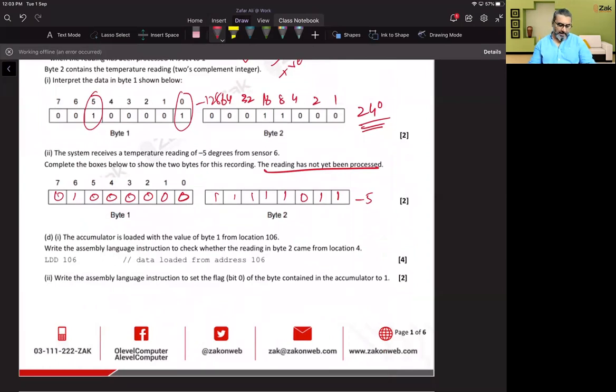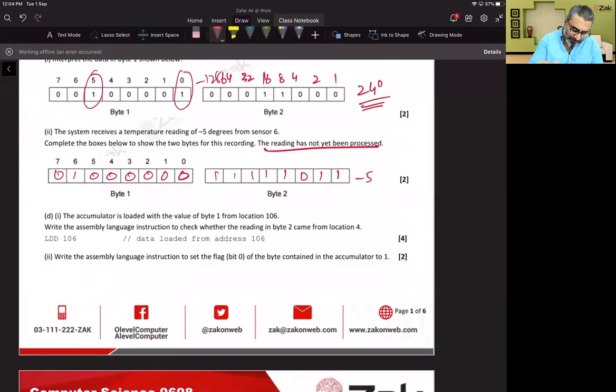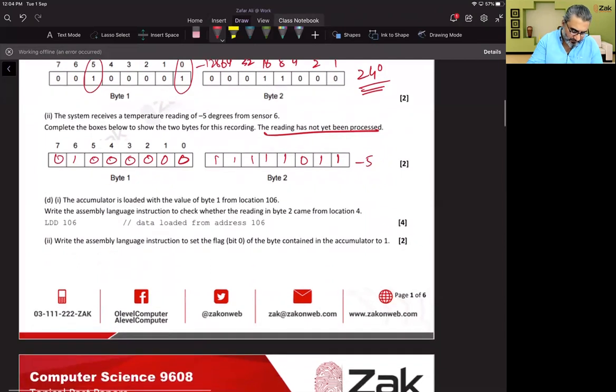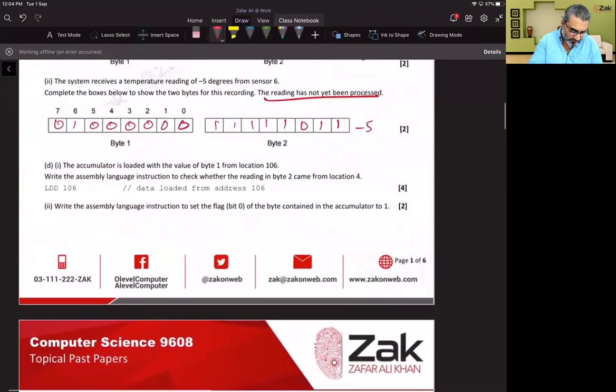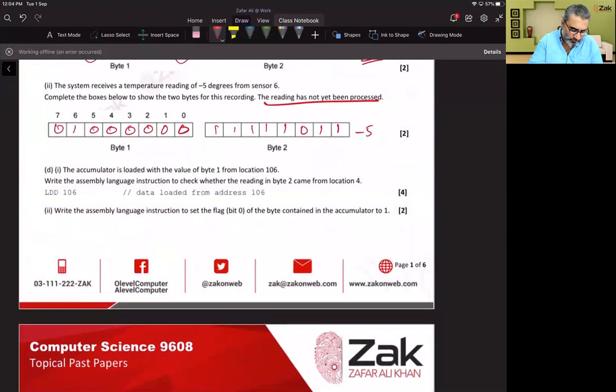The accumulator is loaded with the value of byte 1 from location 106. Write the assembly language instruction to check whether the reading in byte 2 came from location 4. This is D1. The accumulator is loaded with the value of byte 1 from location 106.